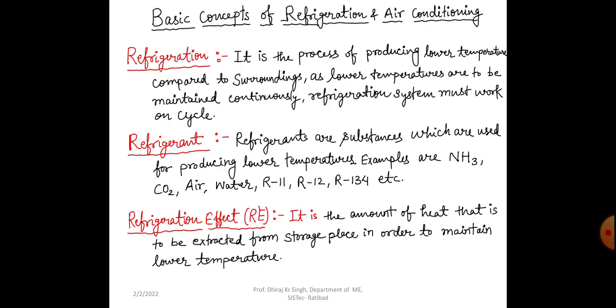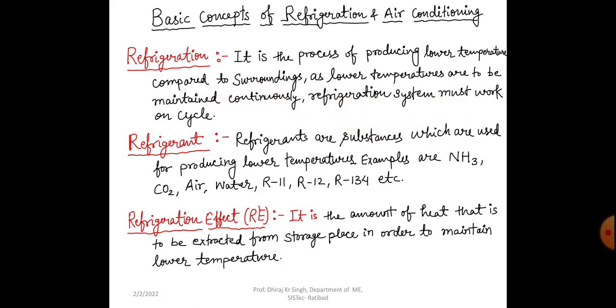First of all, what do you understand by refrigeration? It is the process of producing lower temperature compared to surroundings. As lower temperatures are to be maintained continuously, a refrigeration system must work on a cycle. So, the meaning of refrigeration is that you have to decrease the temperature of a system compared to the surrounding. The system may be a particular room, a place where you want to decrease the temperature. So, dear students, a refrigeration system must work on a cycle.